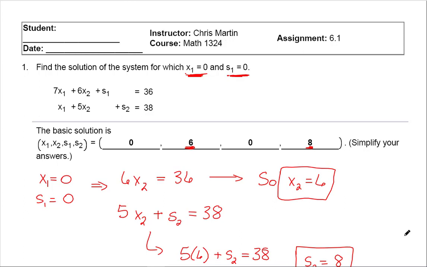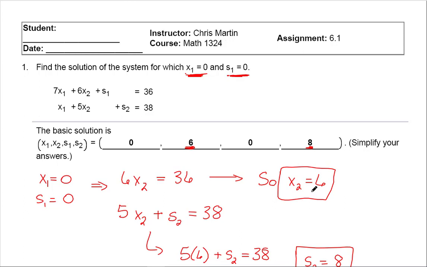Alright, in question 1 here, we want to find a solution of this particular system that they've given us. And they've told us that x1 is 0 and s1 is also 0. Well, what does that mean? If x1 is 0, that's missing. S1 is 0, that's missing. And so we get 6x2 is 36. Divide both sides by 6, and so we figure out that x2 is 6.